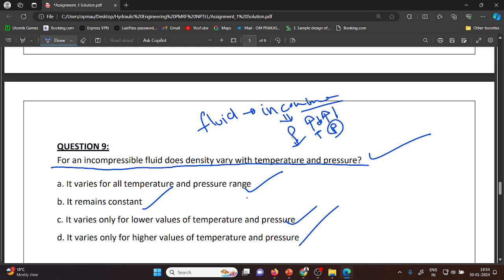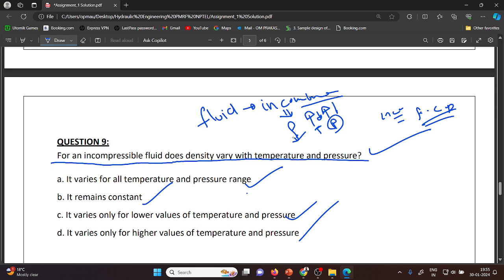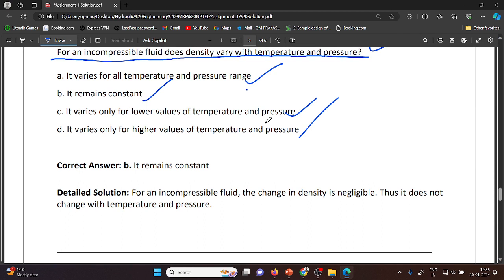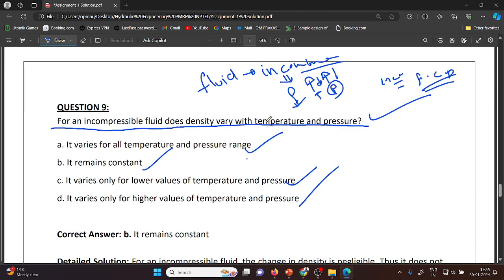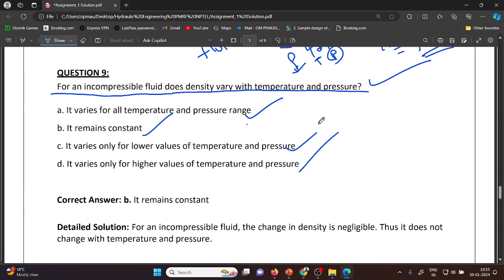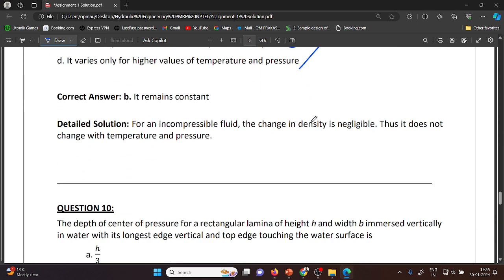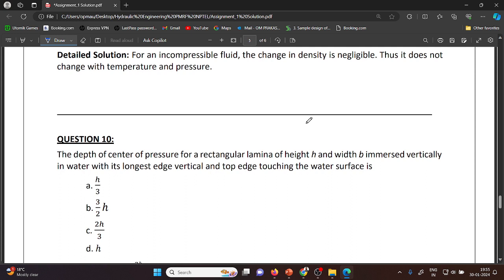So you know, for an incompressible fluid, what is the meaning of incompressible fluid? Your density is always constant, right? So always remember, your density will be constant because it's an incompressible fluid, right? Yes, sir. But if the fluid is compressible, then the scenario will be different. With temperature increase or with pressure, the scenario will be different. Now question number 10, this is the last question.